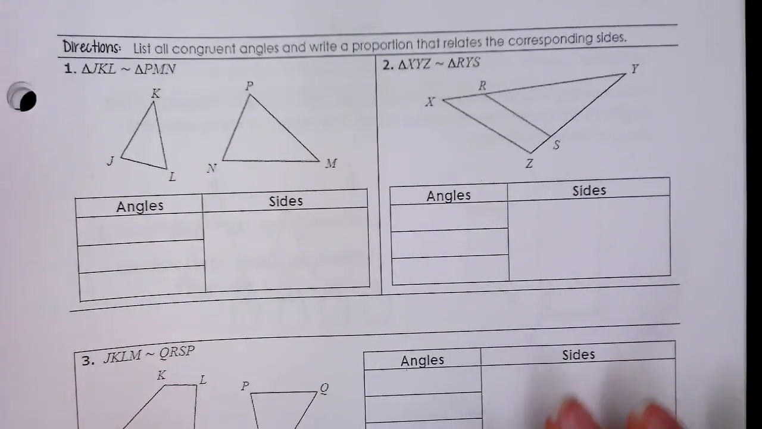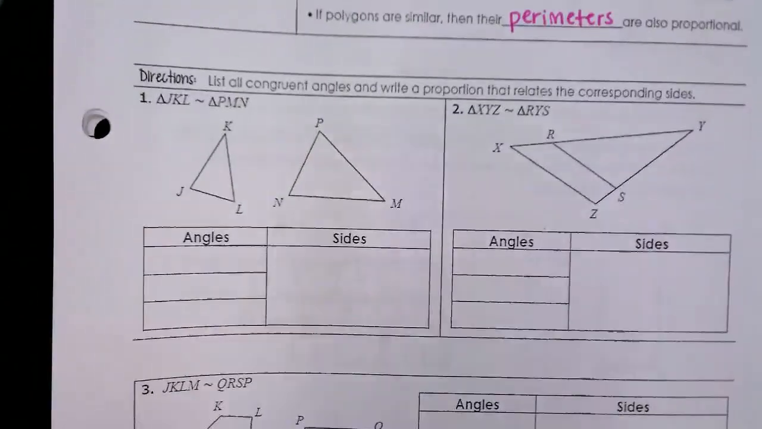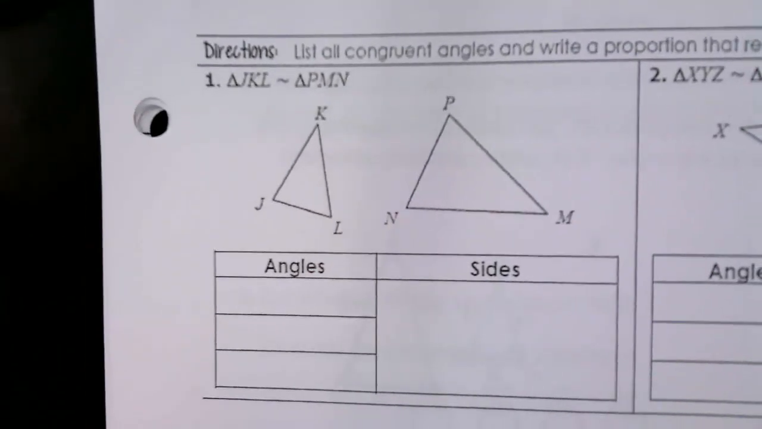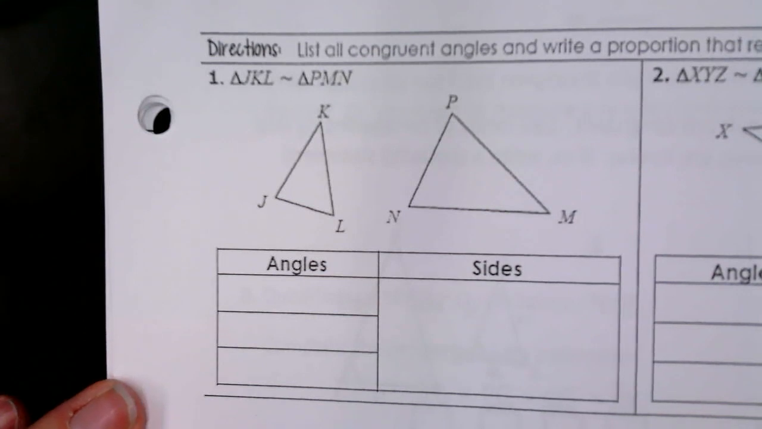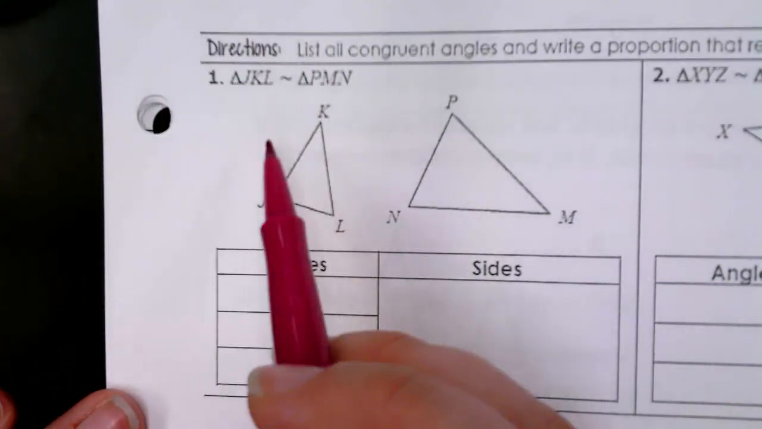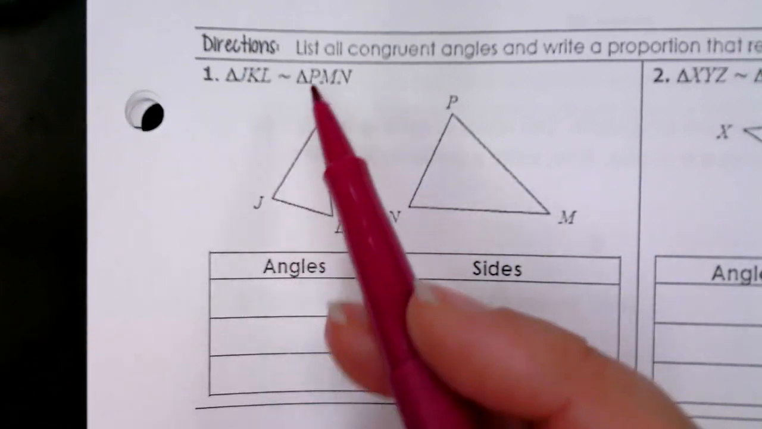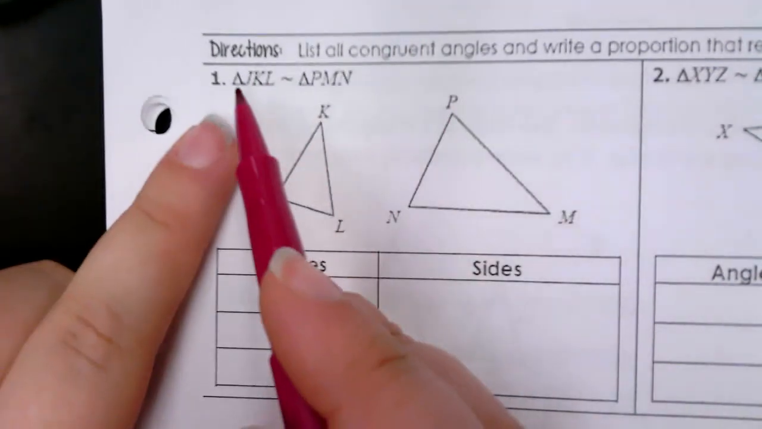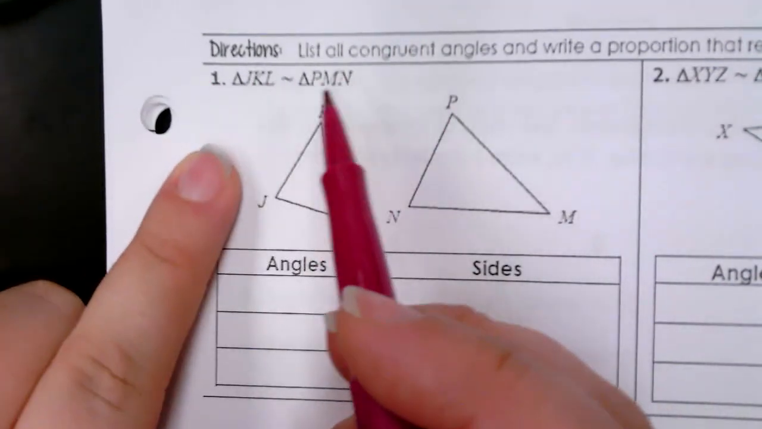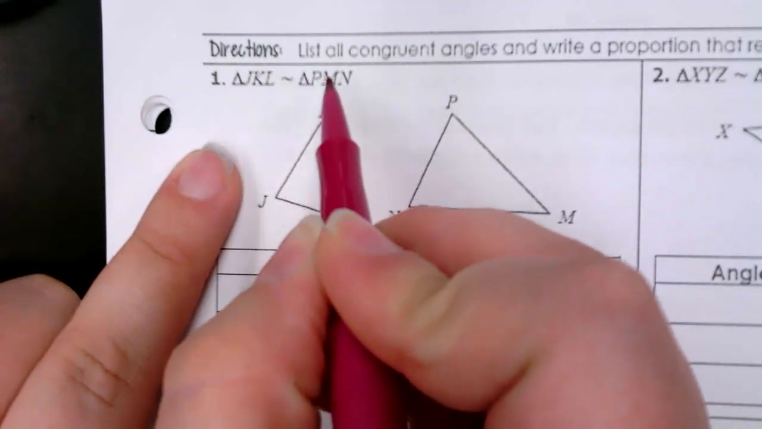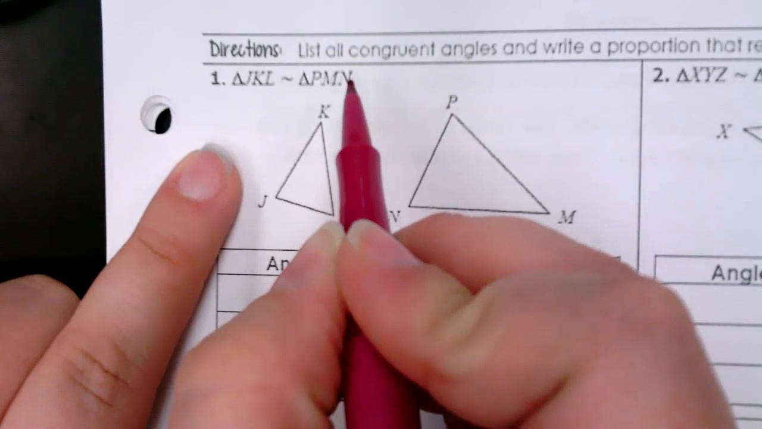So let's look down here at some of these problems where we're going to want to start listing corresponding pieces. So looking at number 1, and the directions here say list all congruent angles and write a proportion that relates the corresponding sides. When we have a similarity statement, it's very similar to a congruency statement. So all the corresponding points are labeled in order, just like they were before. So we know J corresponds with P, K corresponds with M, and L corresponds with N.